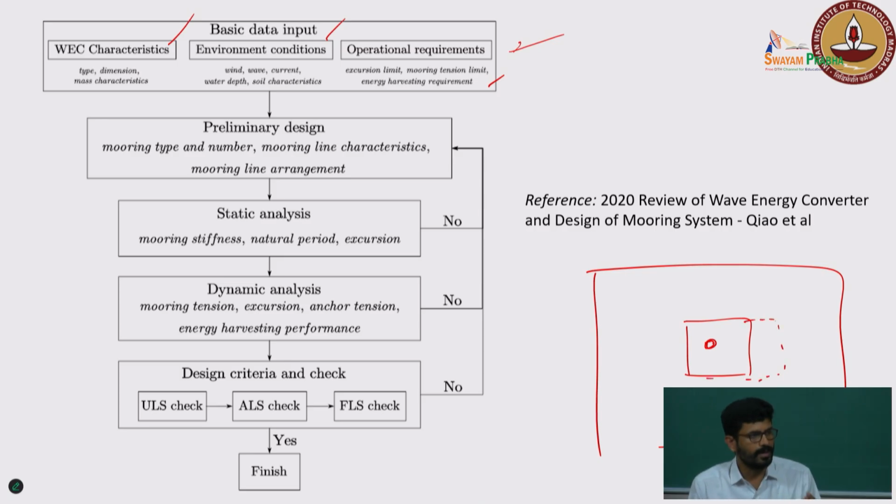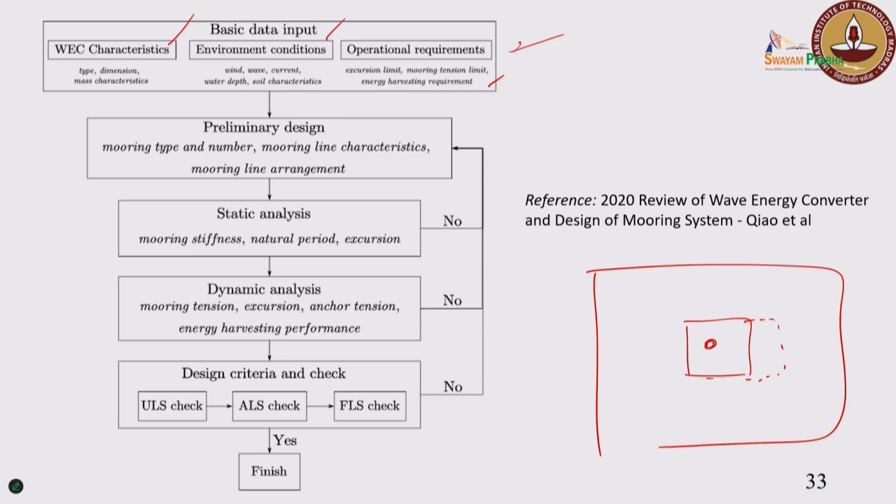So we have some constraints, and such constraints have to be taken into consideration, right. So the excursion limit, and then the preliminary design, basically selecting the mooring type and the number, and also the mooring line characteristics, and then the mooring line arrangement as well. So how it has to be connected to your floating vessel and where it has to end. We start with the static analysis, then we go on to the dynamic analysis, then you do the design criteria.